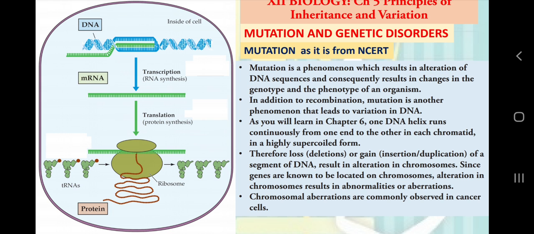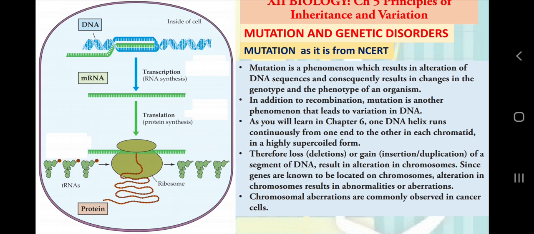and consequently results in change in the genotype and the phenotype of an organism, because we know that genotype is a collection of all genes or alleles which are made up of DNA, and phenotype is a collection of all characters, and the proteins are responsible for those characters, whether it is a purple flower or a white flower, a tall pea plant or a dwarf pea plant, spherical seeds or wrinkled seeds on any pea plant, curly hairs or straight hairs in humans, brown eye colors or black eye colors. These features we are observing because of interactions of proteins.